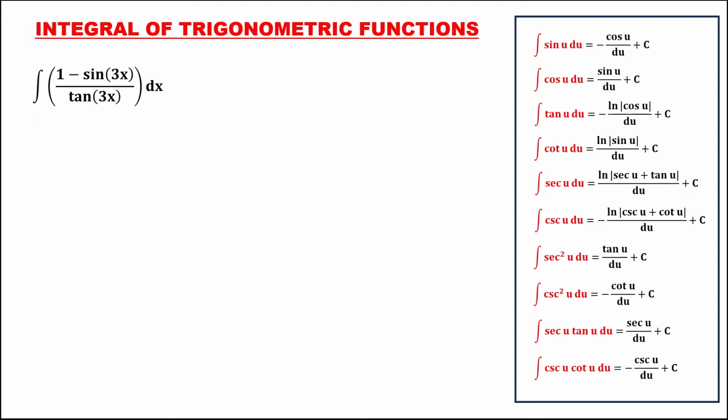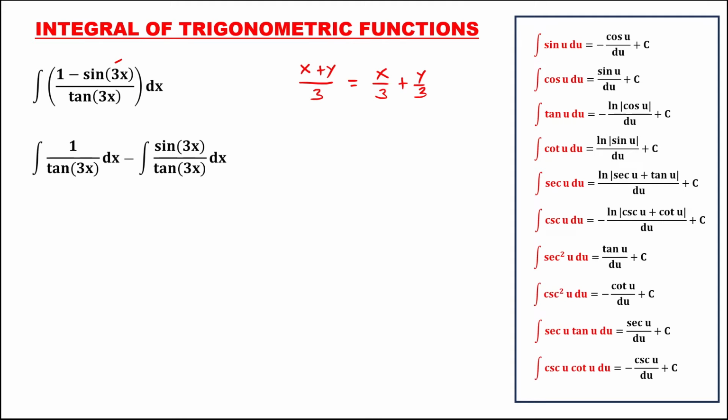And for this given, to find the integral, first we need to separate this given. If we have x plus y over 3, this is equal to x over 3 plus y over 3. So for this given, we can write this as the integral of 1 over tangent 3x dx, minus the integral of sine 3x over tangent 3x dx.